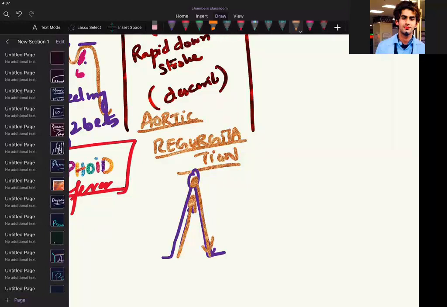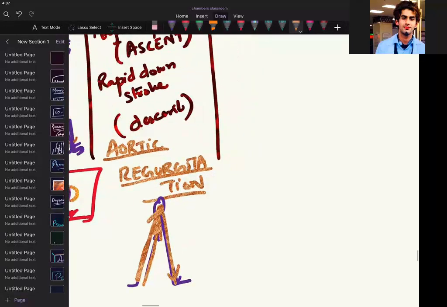You will be learning all this more accurately in pathology also. Okay, I will connect that. So it's easy, I think, to remember like this. You have a rapid ascent, then you have a rapid descent. It is seen in aortic regurgitation. So can we learn it like this? Aortic regurgitation, we have what?